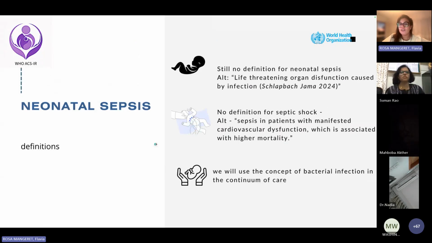So now what do we know about neonatal sepsis? Up to today, we don't have a real definition of neonatal sepsis, a definition that is a consensus with everyone. We are going to use alternatively, proposing, the definition that's been published in the JAMA 2024. It would be a life-threatening organ dysfunction caused by infection. This would be the definition of sepsis, but actually it could be many other definitions. There is also no definition of septic shock, and alternatively it could be sepsis in patients with manifested cardiovascular dysfunction with associated higher mortality, which is more like an epidemiological description than a definition itself.